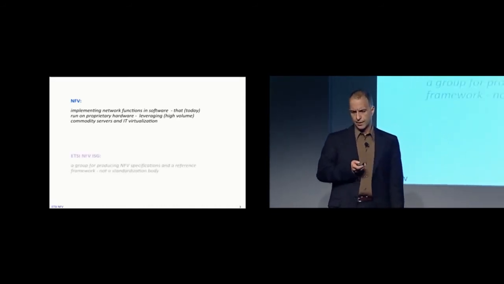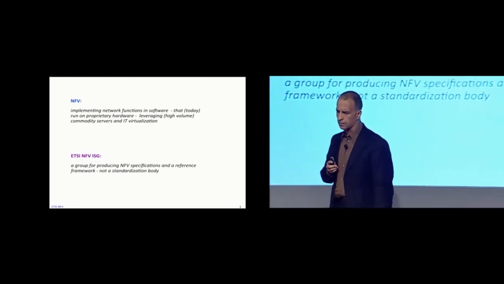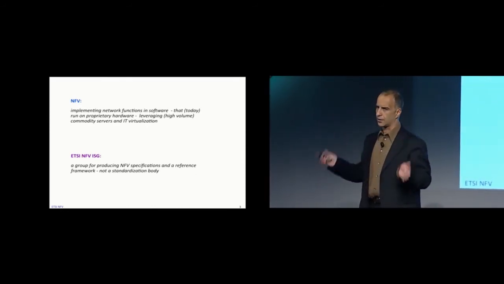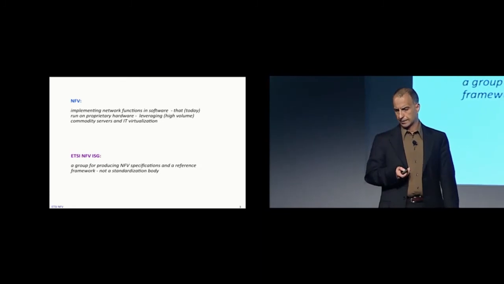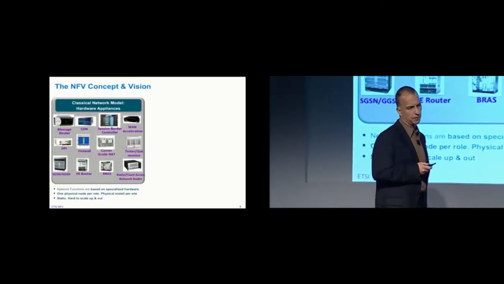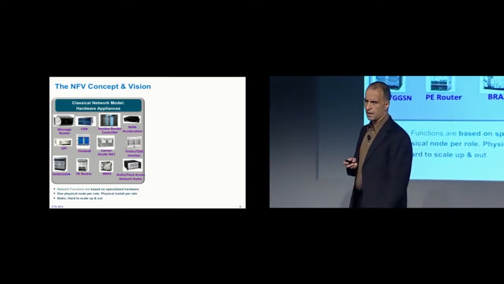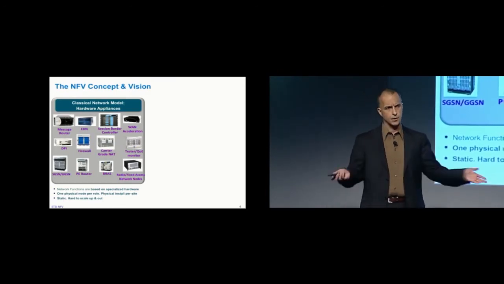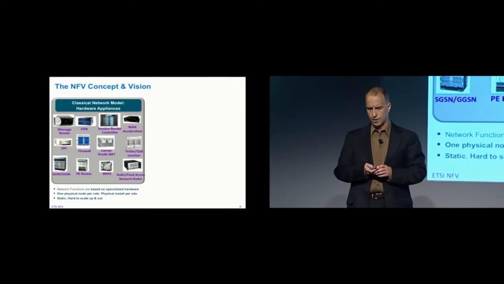And about the group that we formed about a year and a half ago, this is about producing specifications and an architecture framework. It's not about standardizing any of that, at least for now. Okay, so this is maybe a picture that most people are familiar with. What you see here is the classical network model today, which has a bunch of hardware appliances in your network that essentially do whatever you want them to do.